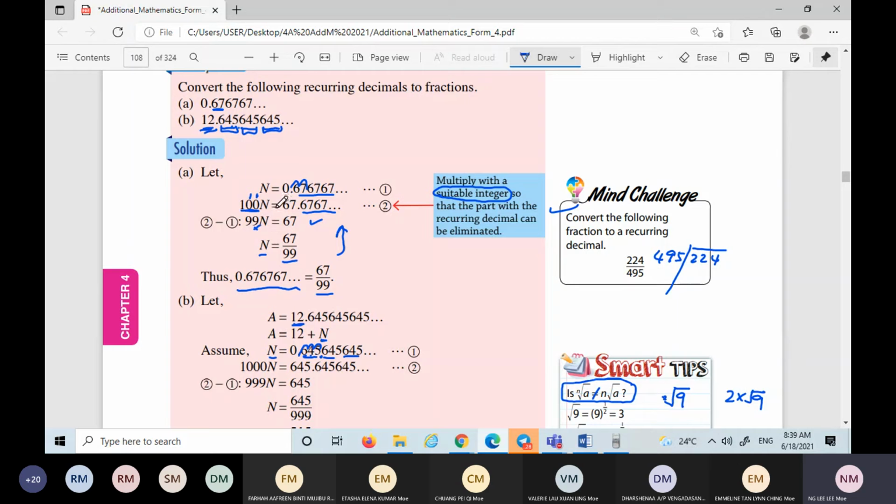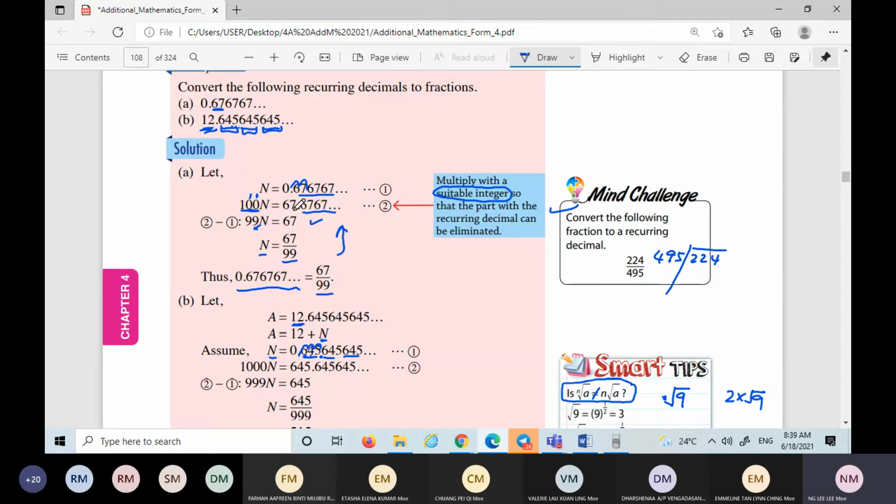After that, second equation minus the first equation. 100n minus n, you get 99n. 67.6767 minus 0.676767, you get 67. Now you got no decimal. So n equals 67 over 99, the fraction that represents 0.676767.